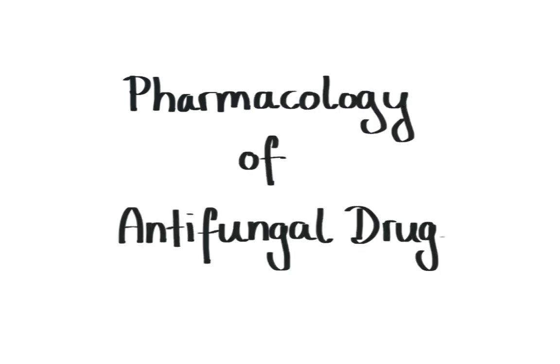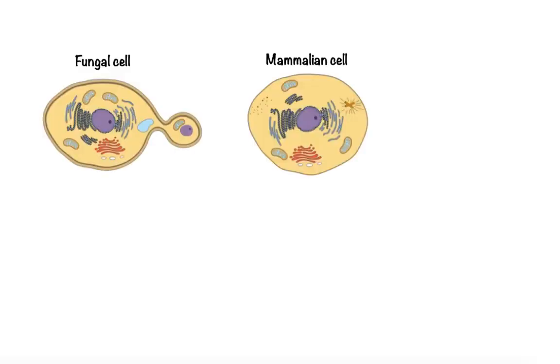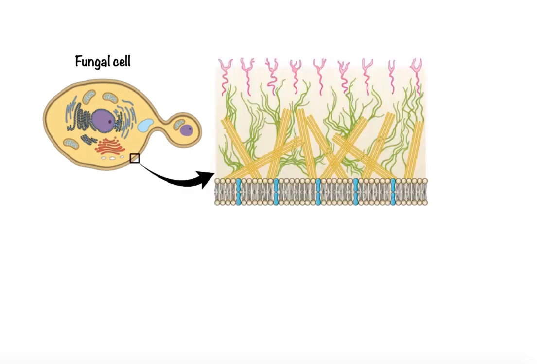In this lecture, we are going to cover the pharmacology of antifungal drugs, so let's get right into it. The similarity of fungal and mammalian cells creates a number of challenges for designing drugs that are selectively toxic to fungal cells, but not to our own cells. The only significant difference between fungal and mammalian cells are the presence of fungal cell walls and a small structural difference in the plasma membrane.